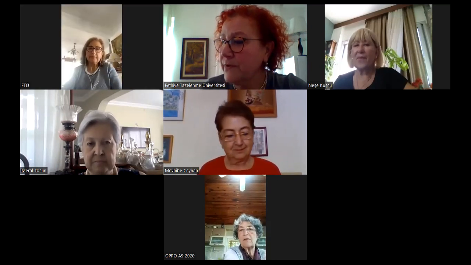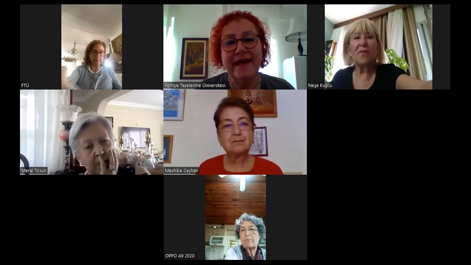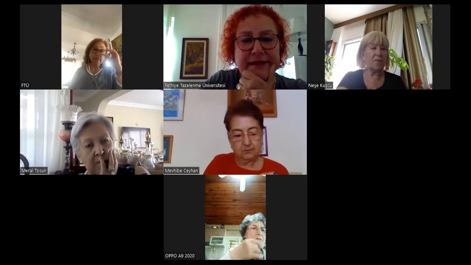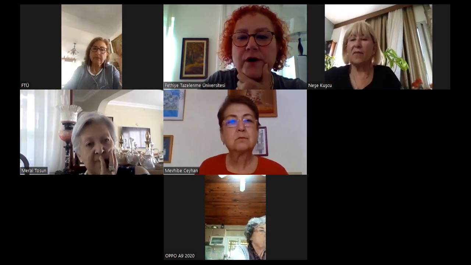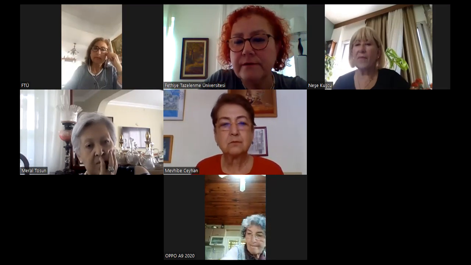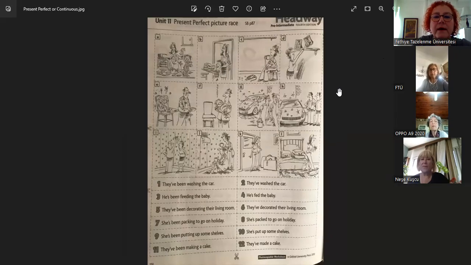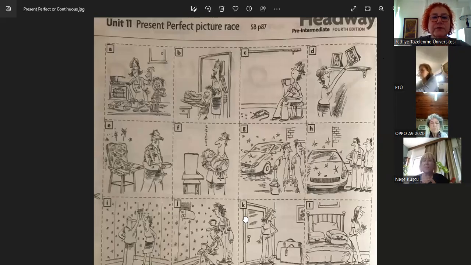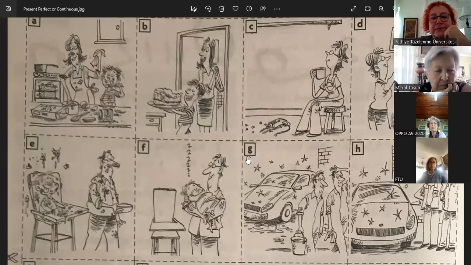Now, last week we learned about the difference between present perfect simple and present perfect continuous. Then I remember sending you a picture of a worksheet. Can you see it? Yes, this is better. Okay. This is a nice worksheet for you to understand the difference between present perfect simple and present perfect continuous.